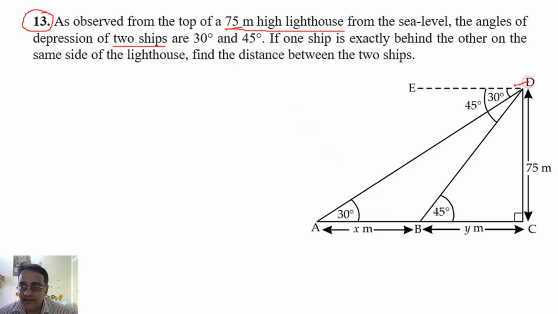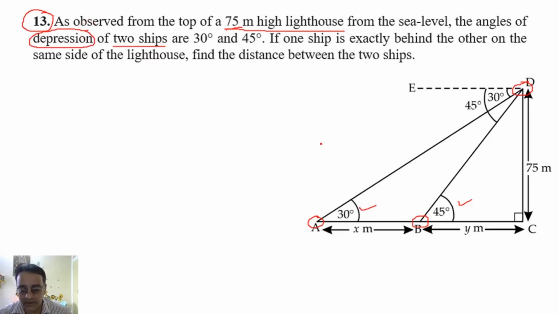See, this is the point of observation, and this is the position of the two ships. These are the two ships, and the angle of depression of both ships is given. Now here, many students do not draw the angle of depression and directly write 30 degrees and 45 degrees here. So the figure will be wrong. So you have to be very careful with respect to angle of depression related questions.